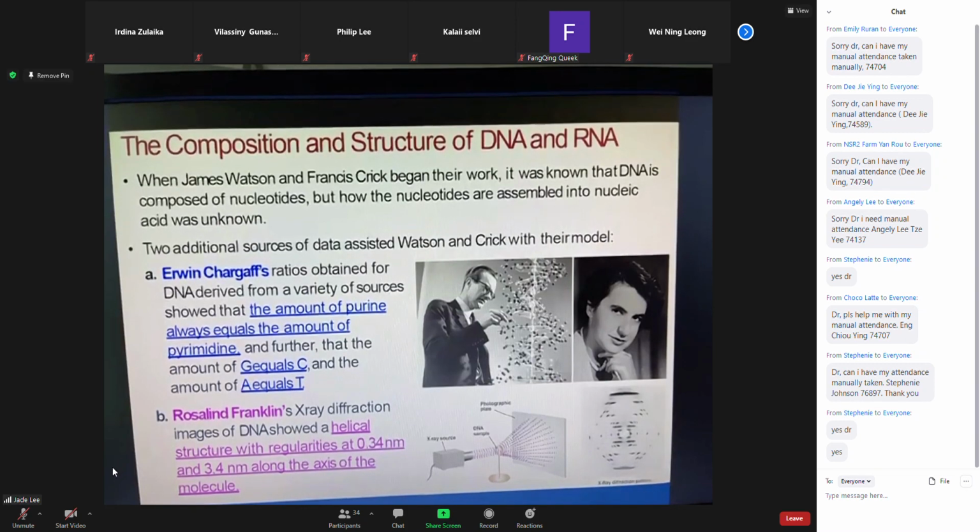I don't know whether you know this story or not. Have you ever heard of this? No, doctor. Rosalind died earlier because she was working with X-rays. Yes, and back then the safety features were not so good, so she was exposed to a lot of X-ray radiation, which badly affected her health, and she died at quite an early age. Her contribution was taken credit for by Watson and Crick to come up with the double helix model. And in the end, Watson and Crick won the Nobel Prize.